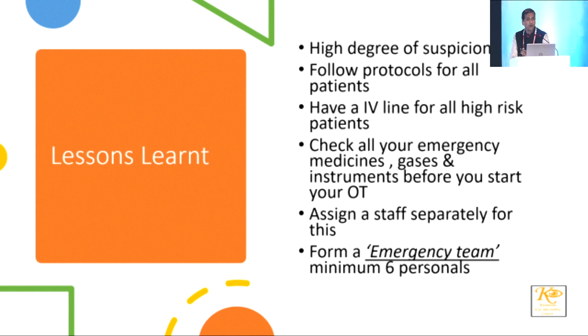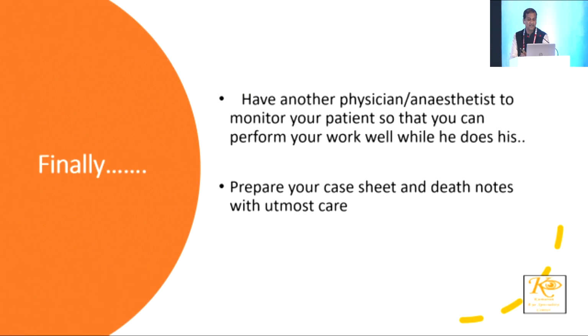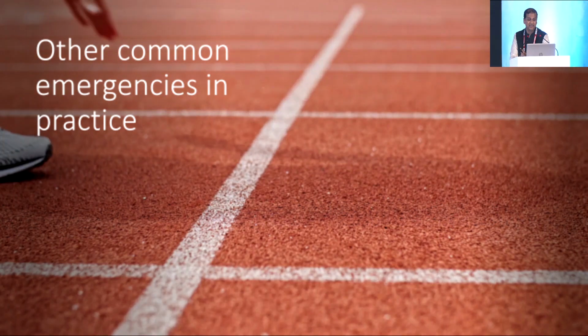We always check all the ophthalmic equipment before we start a case, but also teach your staff to have a checklist for all the supporting equipment. Your Bain circuit, your medical gases, everything should be in place. And kindly assign separate staff for this. Form an emergency team of a minimum of 6 persons, with 1 person dedicated to recording whatever event happens. Always have an anesthetist with you who is able to monitor the patients while you do your case well, and always prepare your case sheet with utmost care in the case of a death.